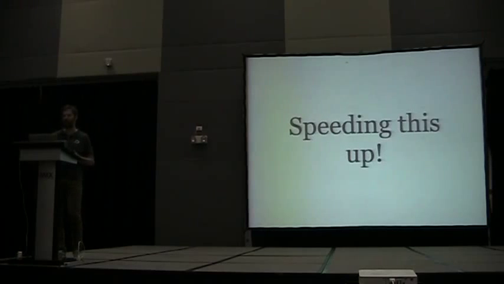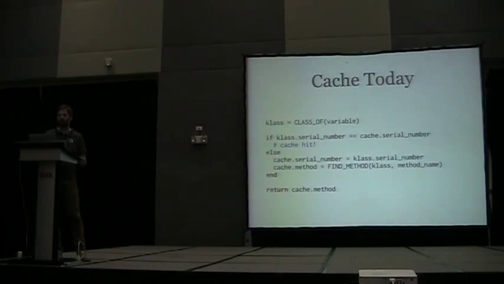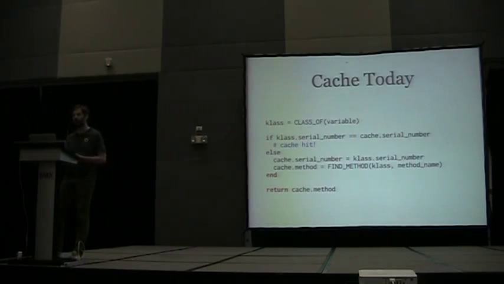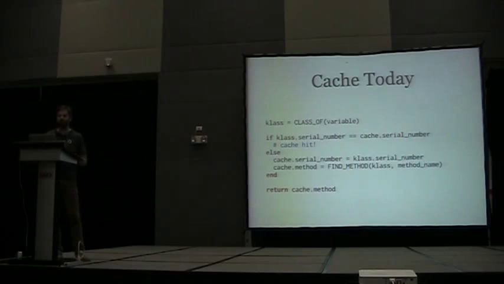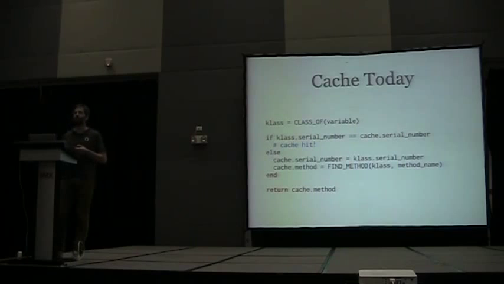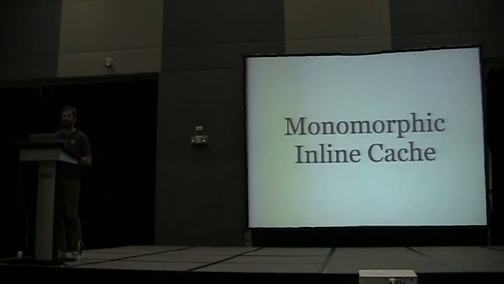So how do we speed this up? Today, if you look at the way the cache is accessed, I've translated this into Ruby. We say, give me the class of the variable. If the serial number of the class is the same as the serial number in the cache, then we have a cache hit, and we don't need to look up the method, we can just get it from the cache. If the serial number misses, then we set a new cache. We set the serial number to the current serial number, and then we go find the method and return that method. So we can say today that Ruby MRI has a monomorphic inline cache.